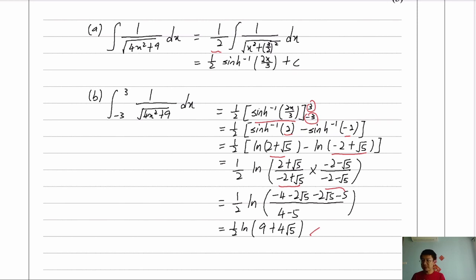So this is the result that we will get from this integral. So that would be for this question here. Okay, next.